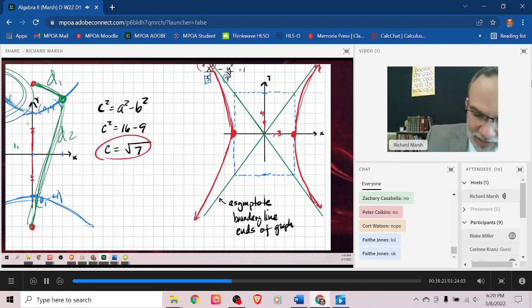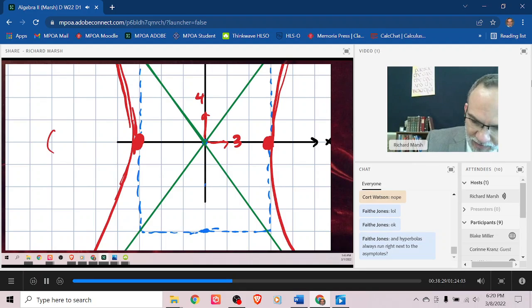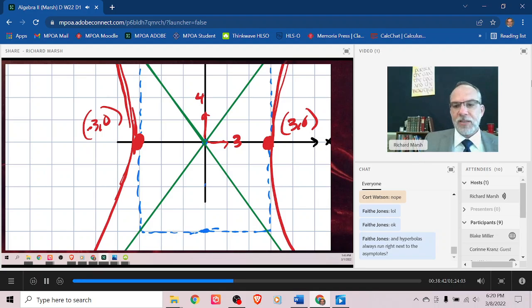Now, you only have two vertices. You've got a vertex where the graph touches the box on the x side over here. So this vertex right here is going to be negative 3, 0. And over here is going to be positive 3, 0. That's your vertex.